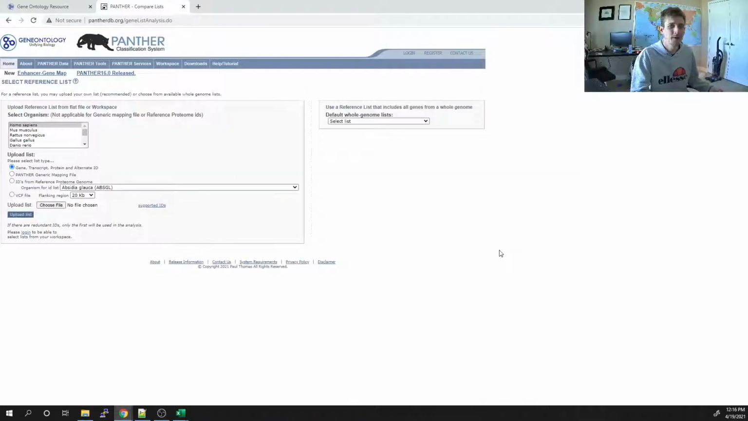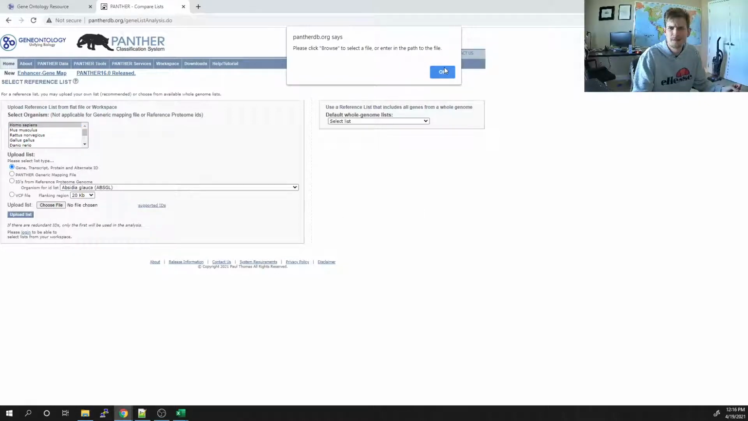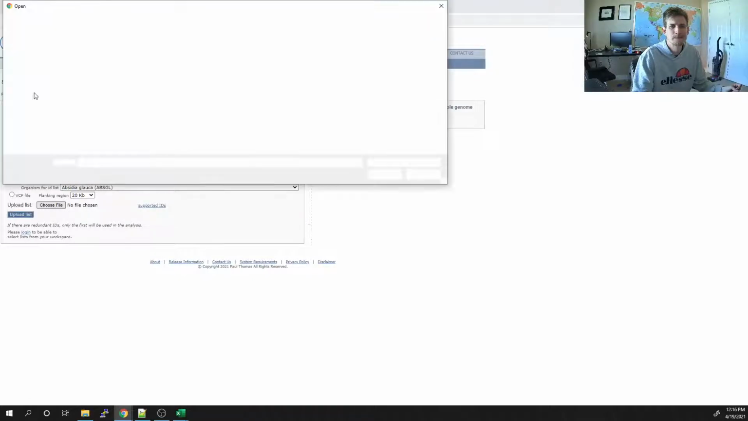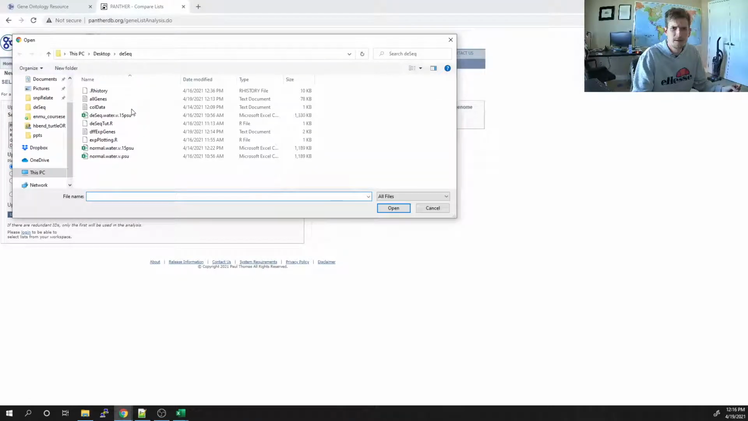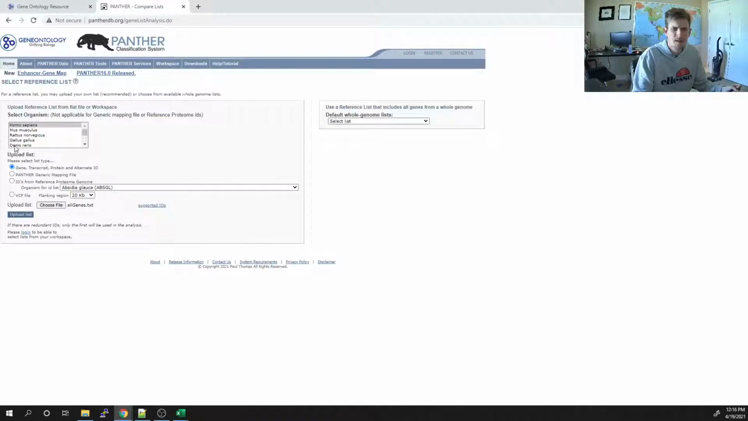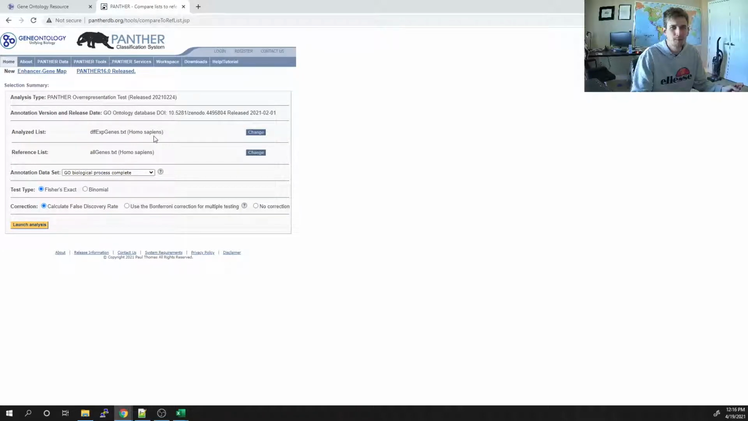And so it should take me to another page where I can upload a reference data set, and that's going to be my all genes. Choose file, all genes, human, gene transcripts, alternative ID, upload list. Okay, so now my reference list is all genes, and my analyzed genes are the differentially expressed ones. We're leaving everything else by default. So it's going to be a Fisher's test, and we're correcting for multiple tests, right? Because we're doing thousands of tests. And let's see what happens.